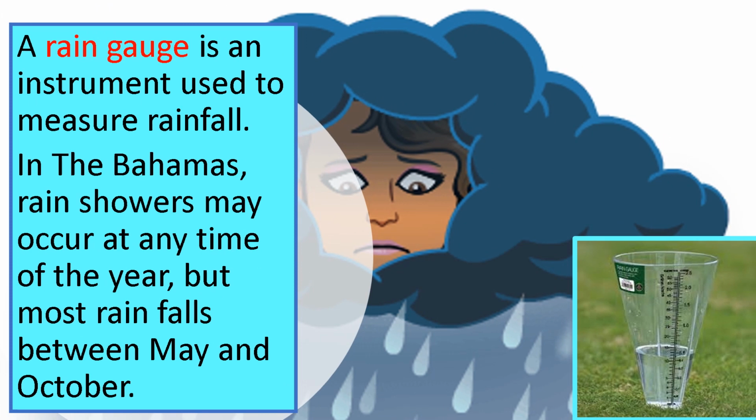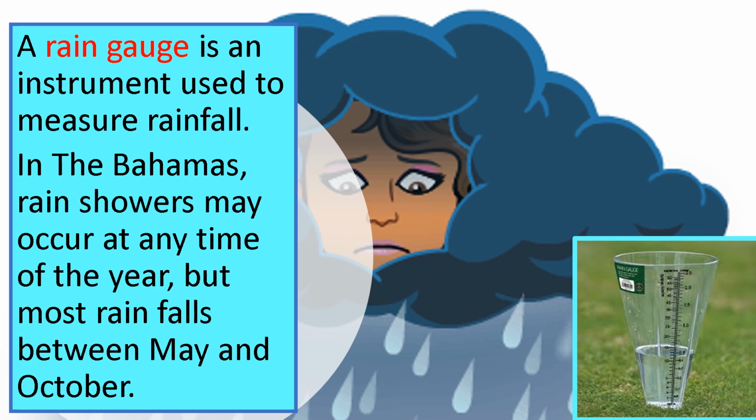Another weather instrument is a rain gauge. A rain gauge is an instrument used to measure rainfall. In the Bahamas, rain showers may occur at any time of the year, but most rain falls between May and October.